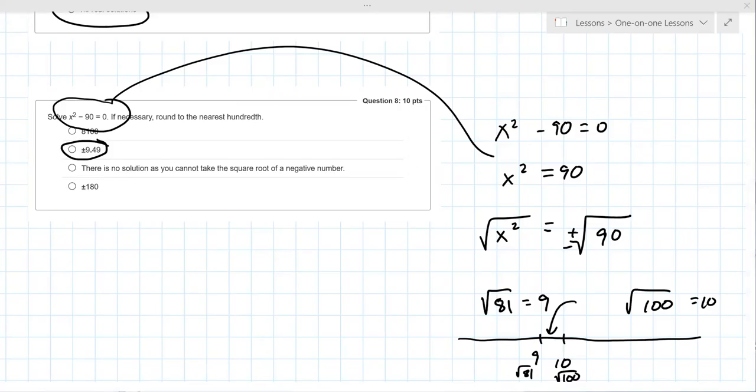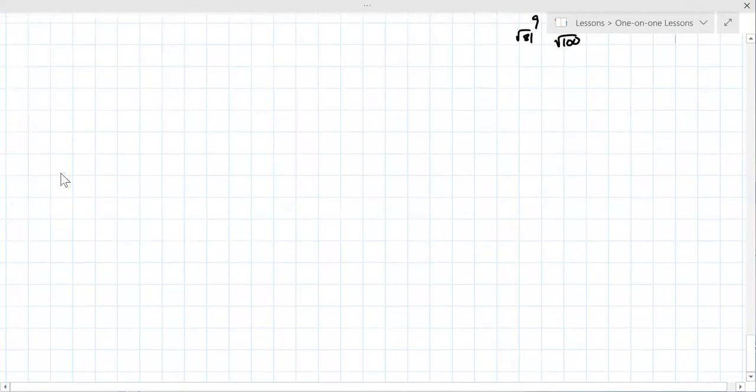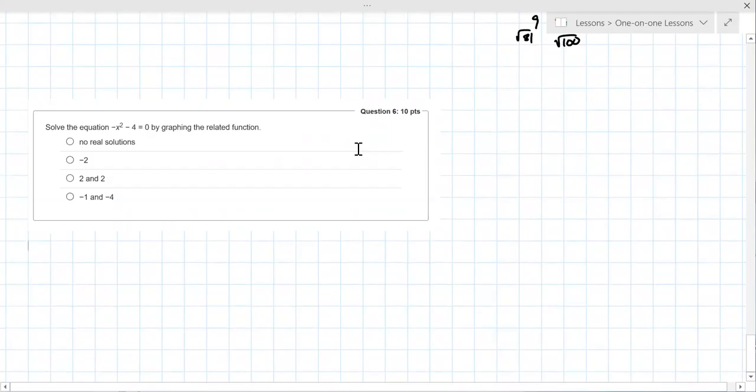Great. Okay, we're moving to this next one here. It says to solve by graphing, but I want you to use the square root property again here. It's a nice extension of the ones we've been working on. It would be 2 and 2. I agree. It always has to have two solutions in these problems.